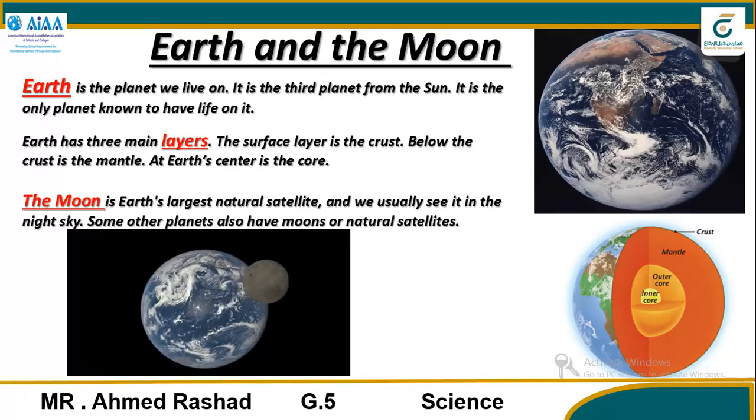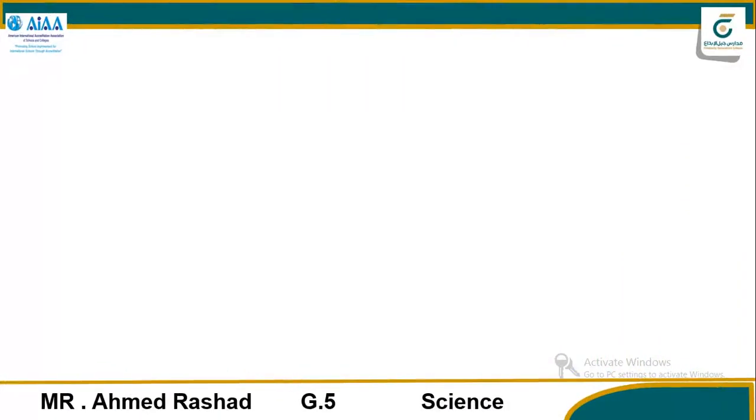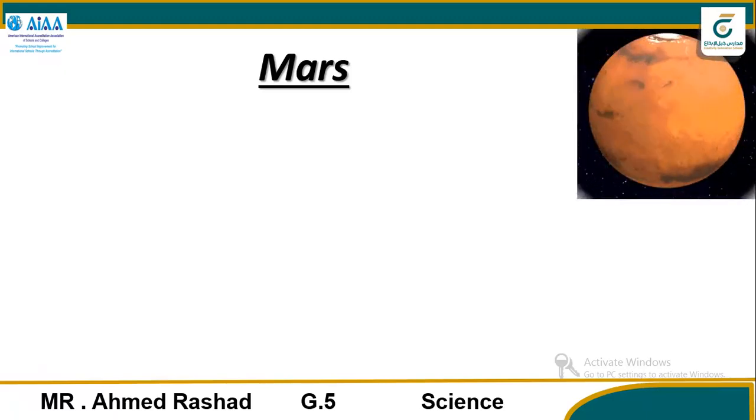Okay, the last point in our lesson today is talking about Mars, the last planet of the inner planets. After that we find the asteroids and the outer planets. Scientists call Mars the red planet. Why? Because it has a large amount of iron oxide, a kind of iron that has a red color, and that makes up the soil of the surface of Mars.